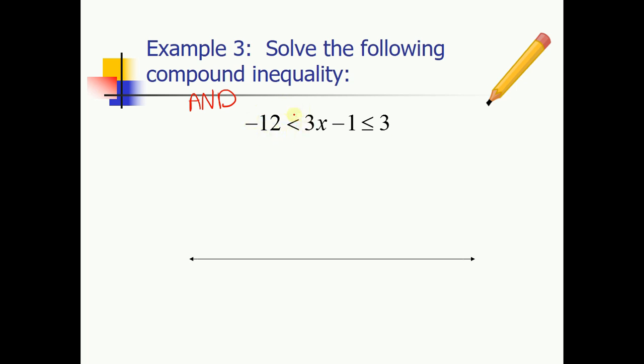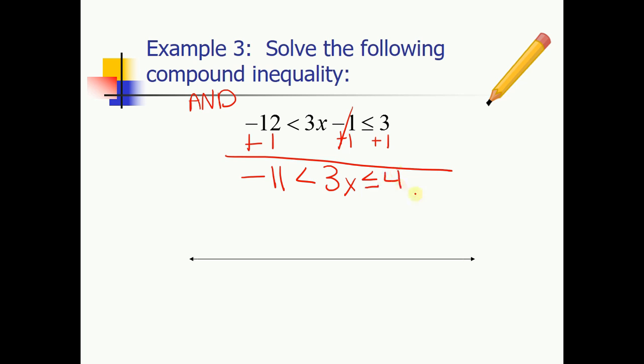Let's kind of forget about this is present. And now I'd have 3x minus 1 is less than or equal to 3. You would add 1, right, to get the 3x alone. Well, since I'm adding 1 over here, I'm going to add 1 over here. So basically what you're doing is working on 2 problems at the exact same time. Now, I will have -12 plus 1, that is -11. 3x in the middle, and 4 on this side. Looks like I need to divide by 3, but now I'm going to divide by 3 on all sides. 1, 2, and 3 sides. So now I have for an answer -11/3 less than x less than or equal to 4/3.